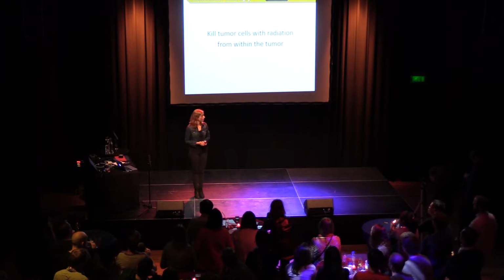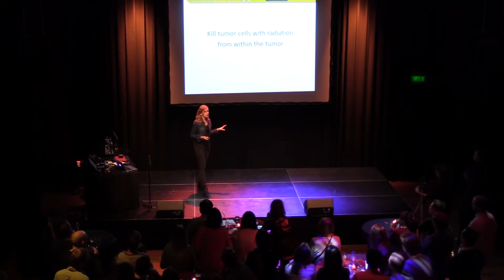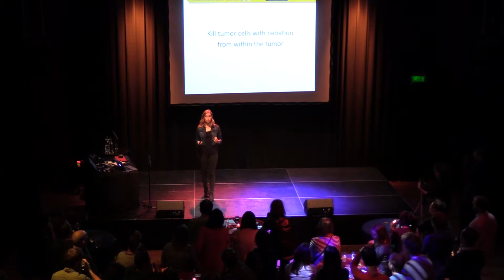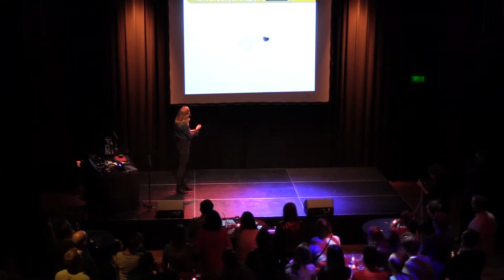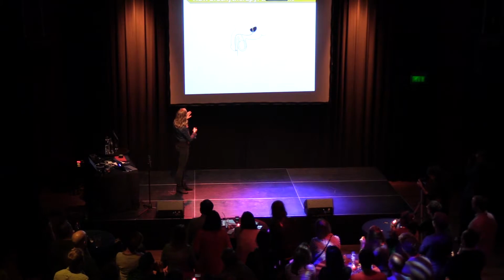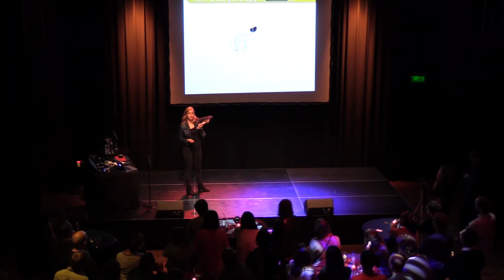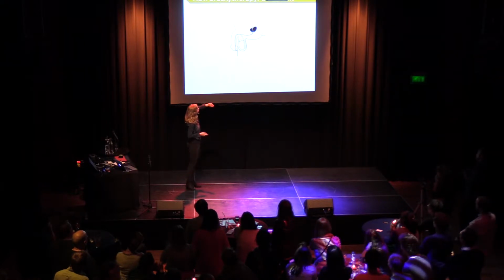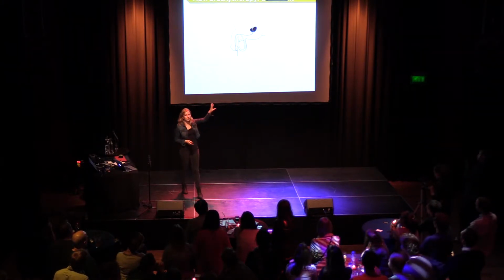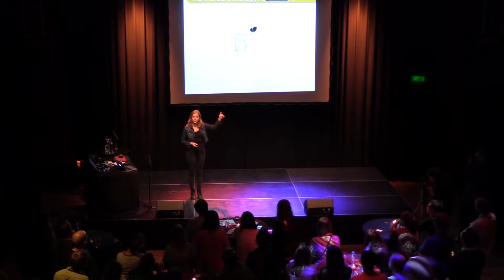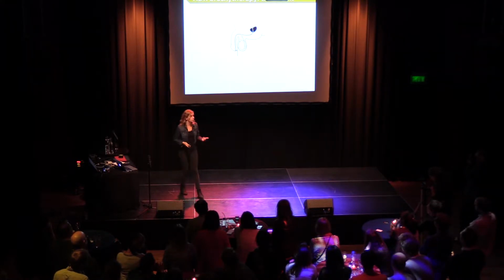How does that work? We're going to look at the treatment, and since my research has been mostly on prostate cancer, I will use that as an example. Here we have a side section of a patient. In black you see the prostate, and around it you have the healthy organs, such as the bladder, the urethra going through the prostate, and the rectum.